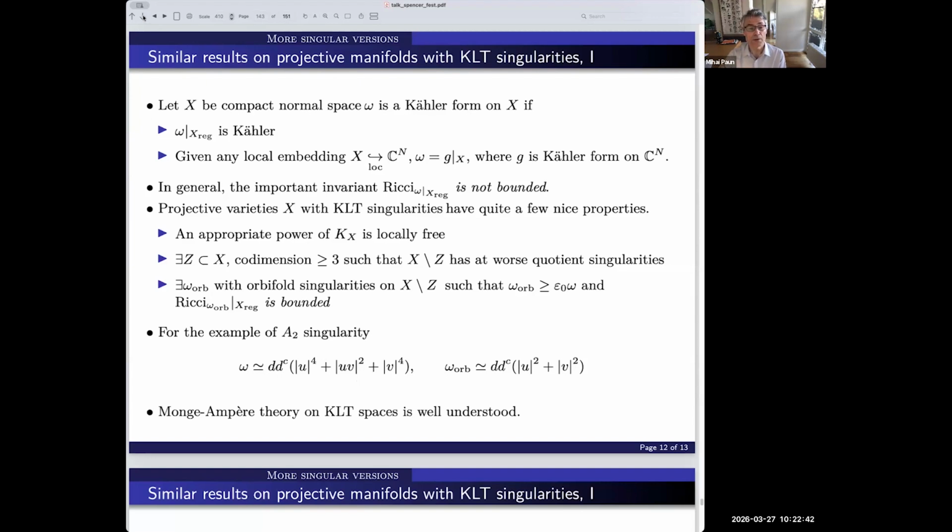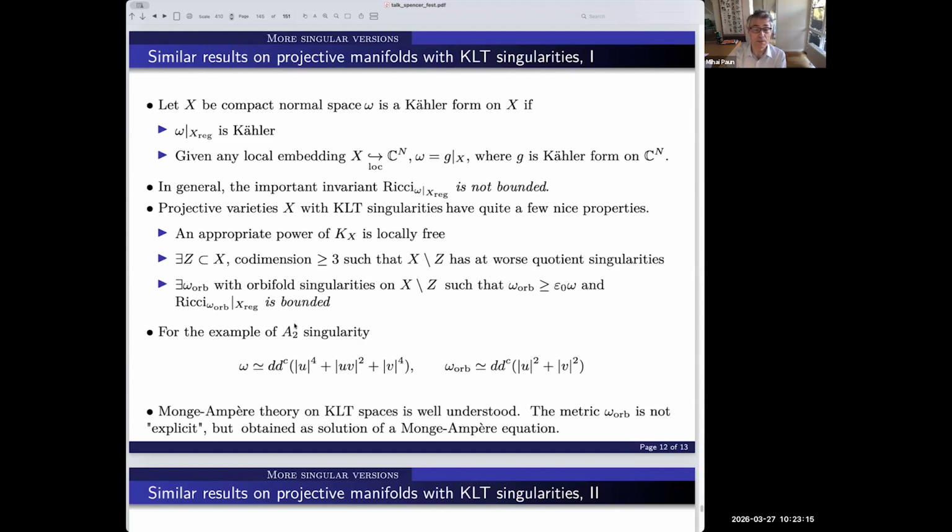And what is also nice here is that the Monge-Ampère theory on those spaces, although singular, is well understood, partly thanks to recent progress. This metric that we have is actually not explicit at all, but obtained as a solution of a Monge-Ampère equation. So it has nice properties, but it's somehow difficult to handle. It's not like we write some equations and that's it, I mean, we don't construct it by hand. It's obtained as the solution of a Monge-Ampère equation, and we don't know what's happening near the singularities.